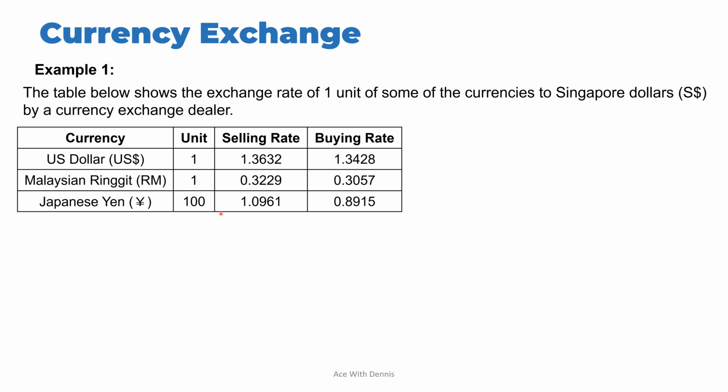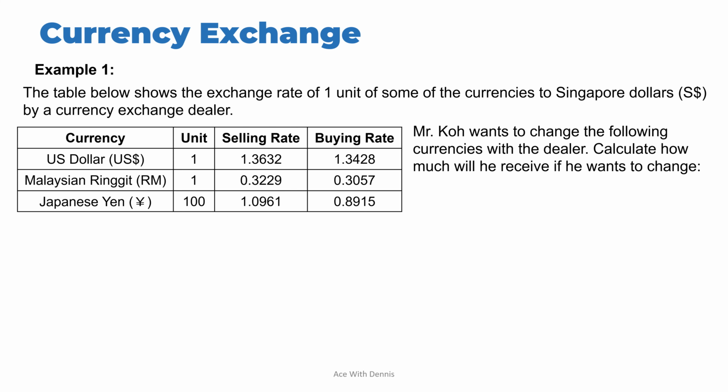It means that they will sell me 100 yen at the rate of 1.0961 Singapore dollars. So this is they sell me. Now if I have 100 Japanese yen, then they will buy from me at this rate, 0.8915 Singapore dollars. I hope you understand how to read this table. So let's proceed with the question.